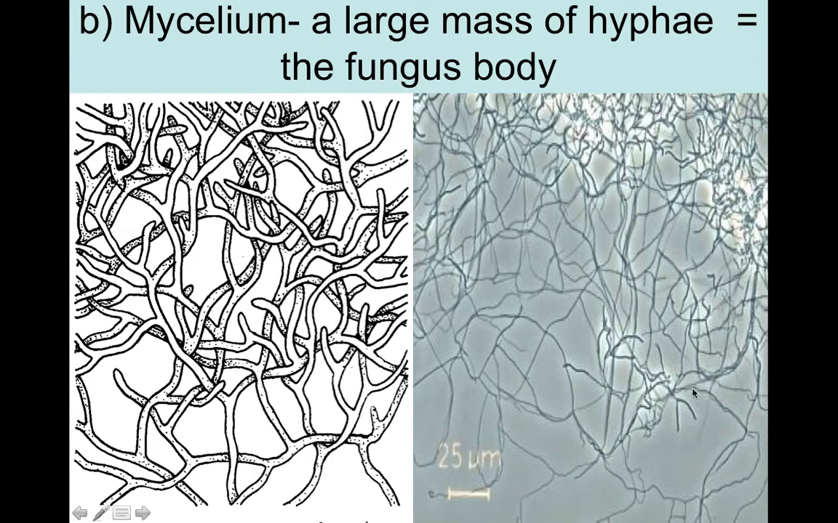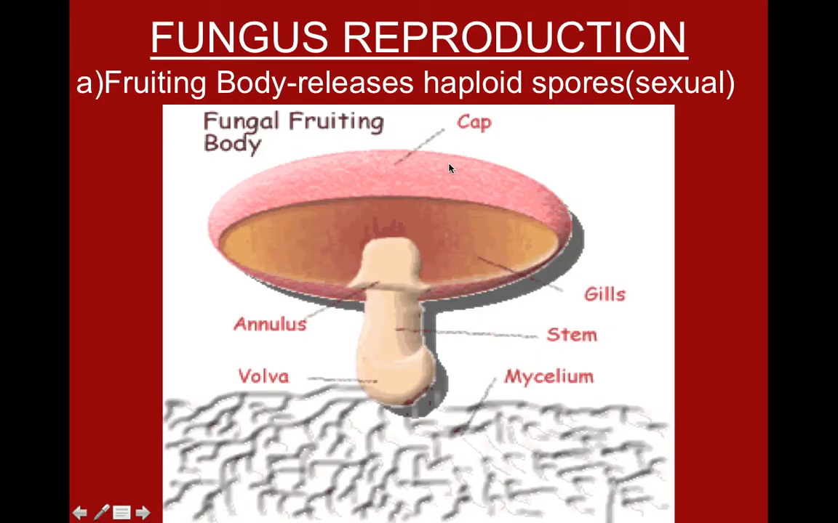So you can see very simple organisms. Okay, fungus reproduce using fruiting bodies, which I went over in the protist notes. And these fruiting bodies release haploid spores. Again, as I mentioned before, spores are not male or female. They're kind of generic.